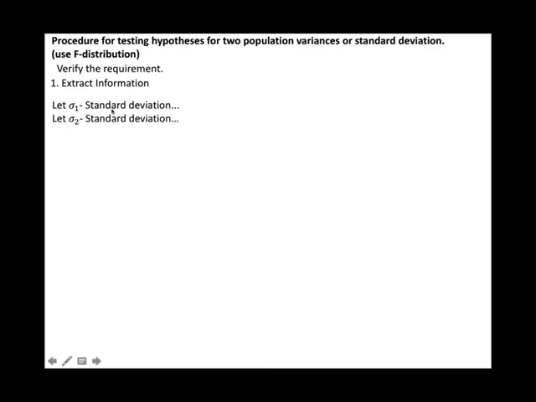Procedure for testing hypotheses for two population variances or standard deviations. We'll be using the F distribution. So make sure to verify the requirements. And the first step is to extract information. It depends on which population parameter they're working on. Sometimes they're working on the variance, sometimes on the standard deviation. In my example here, I will just use the standard deviation. And make sure that when you choose population 1, it has to be the larger sample variance or larger sample standard deviation.